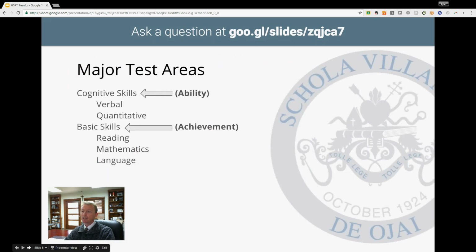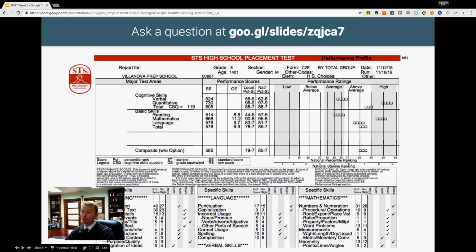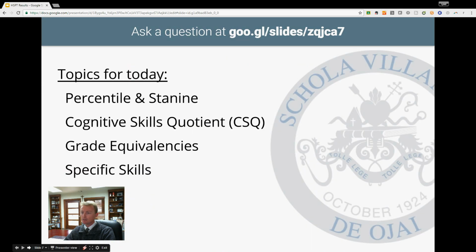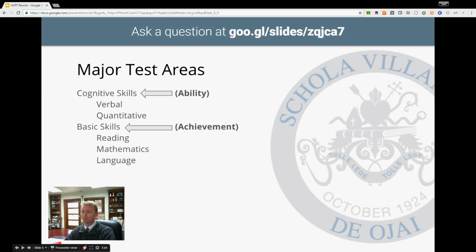First off, recognize that on the performance profile, you have your major test areas, and those five sections are split into two categories. You have your cognitive skills right here, as well as your basic skills just this way. Cognitive skills assess ability. And what's the difference? Basic skills assess achievement.